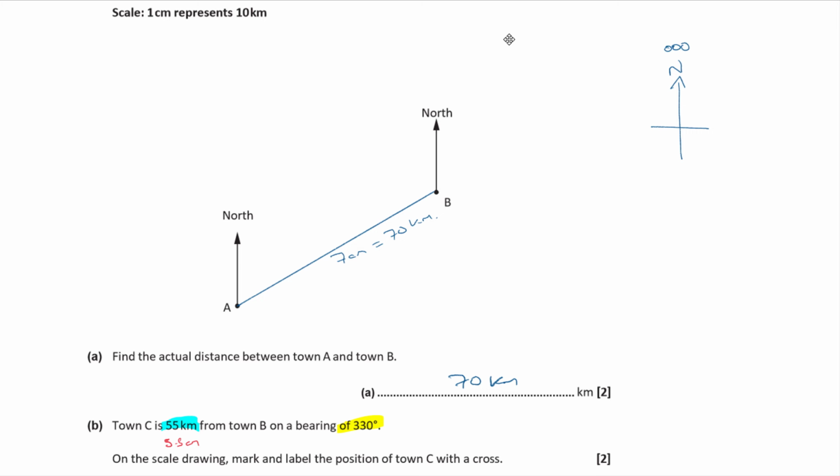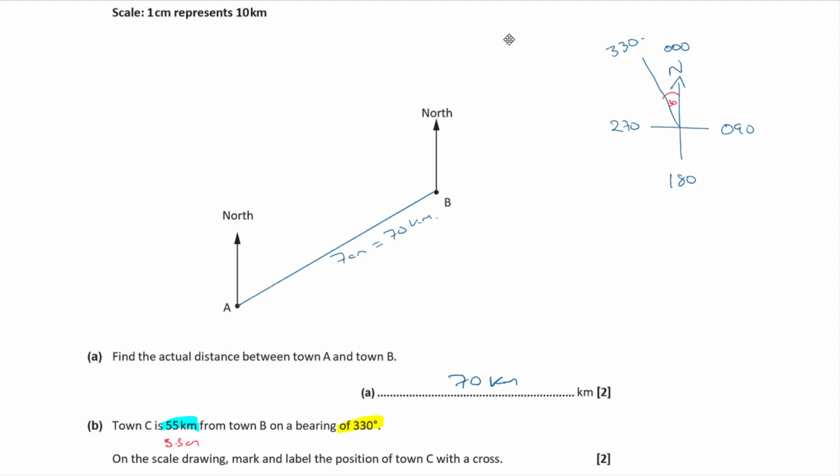Then going around clockwise, 0, 9, 0 is east, 1, 8, 0 is south, 2, 7, 0 is west. So 330, that's going to be kind of in that direction, isn't it? 330. Okay, so if you think about it, it's going to be 30 degrees back from the north line, isn't it? Because there's 360 degrees in a full turn.